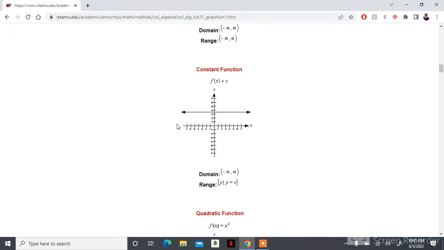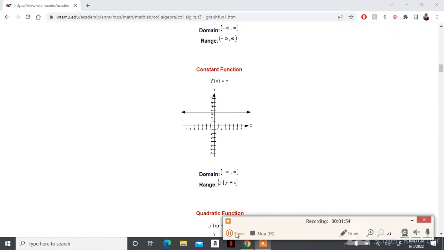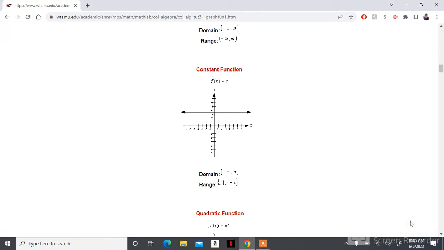Alright, so this is going left and right. So left forever means the domain is going to be negative infinity. Right forever means the domain is going to be positive infinity.